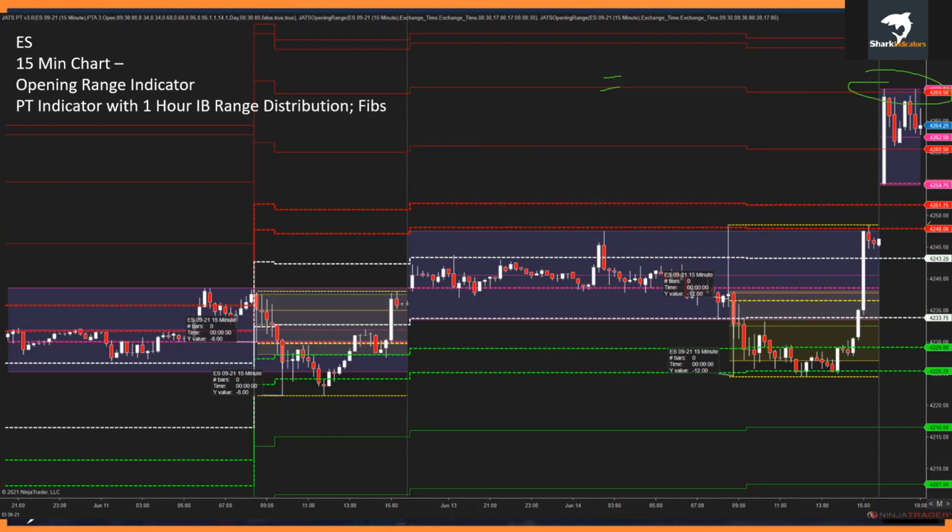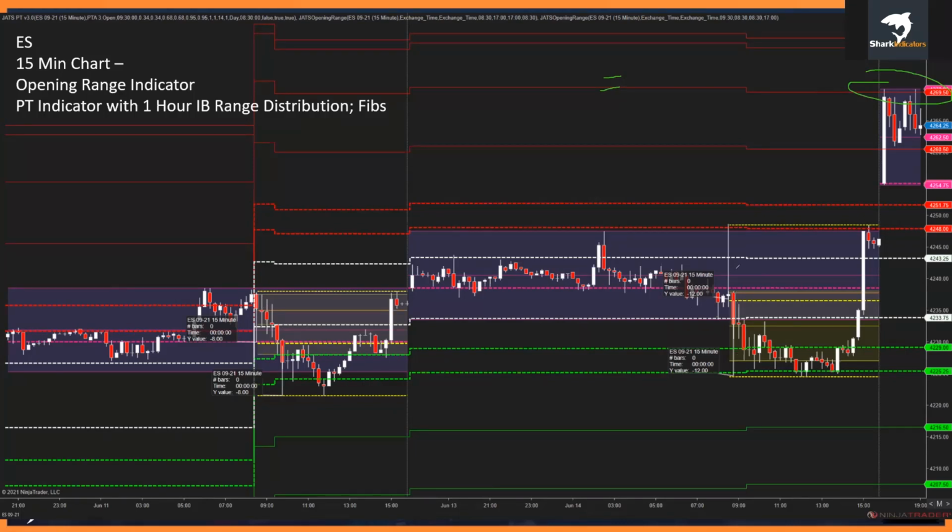I'm real excited about that. And now we have tails that we can trade to. So we can measure our ranges, trade these breakouts like you normally would, trade the breakout of a Globex or your 1-hour initial balance. And now we can have targets to trade to using the PT range for the 1-hour IB. Very, very exciting.